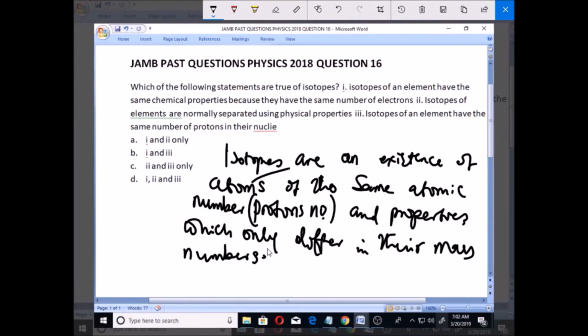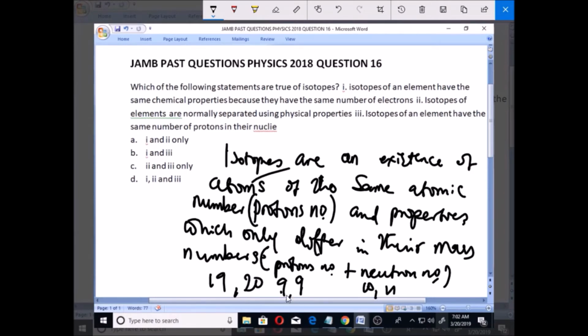And whenever you talk about mass number, you are talking about the number of protons, that's the proton number, plus the neutron number. So proton number plus neutron number, that is what mass number is. So if you have an atom that has, let's say, 9 protons, 2 of them having 9 protons, but because one has 10 neutrons and the other has 11 neutrons, this one is going to have a mass number of 19 and this one is going to have a mass number of 20. So you see that their proton number is the same but their neutron number is different. So that is what we call isotopy.